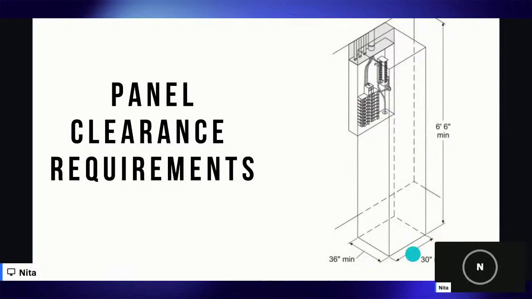Okay. A working space width of a minimum of 30 inches, and a headroom space of 78 inches minimum. Your main breaker can't be more than 79 inches off the ground. And then the door for your enclosure must be able to swing open at least 90 degrees.